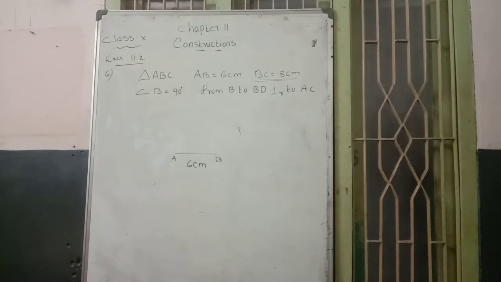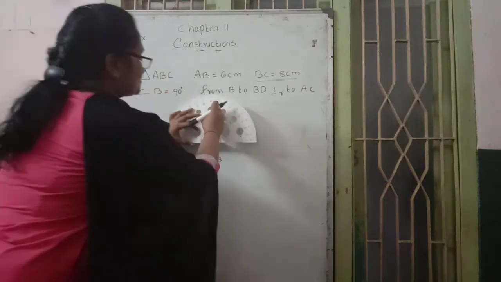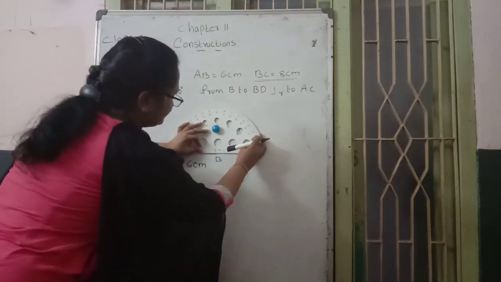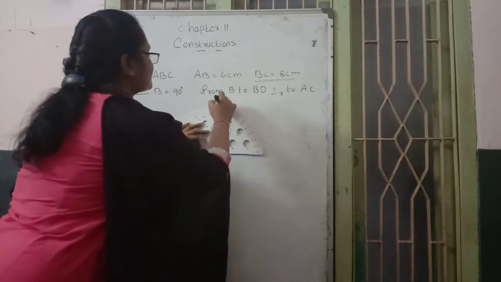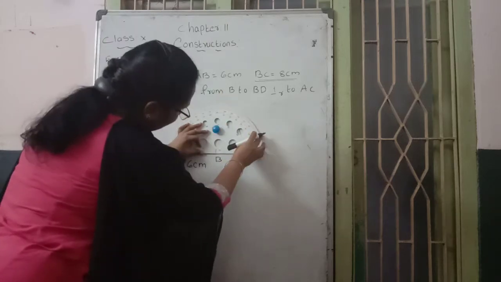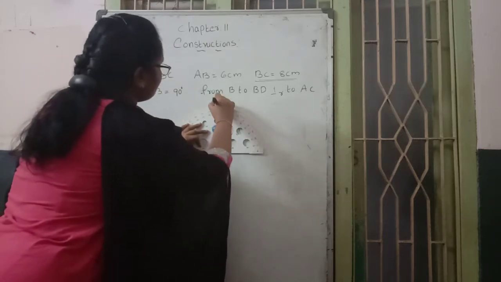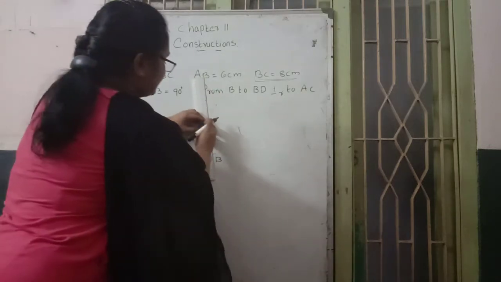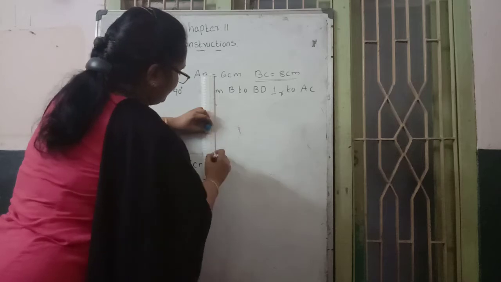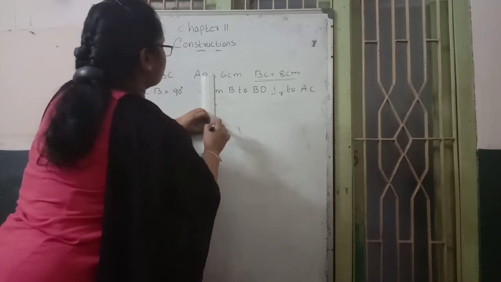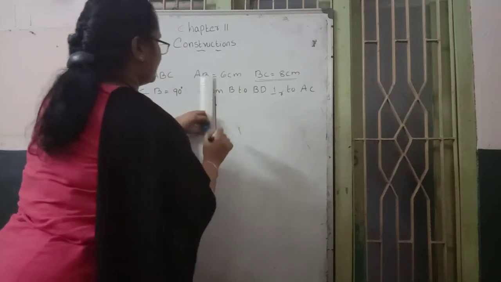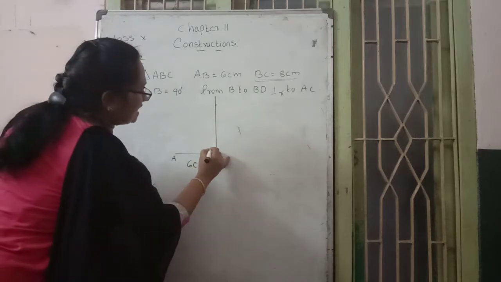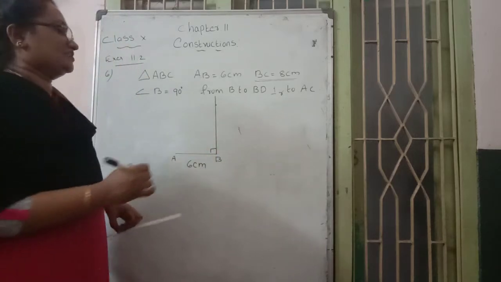Next we give preference to angle B. Angle B is how many degrees? 90 degrees. So keep B as a vertex and mark 90 degrees. Then through that point, join with a straight line, the 90 degree line. Mark this angle B as 90 degrees.